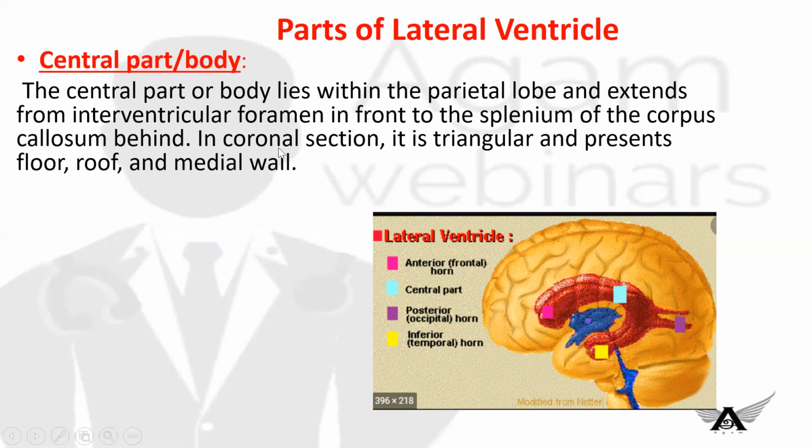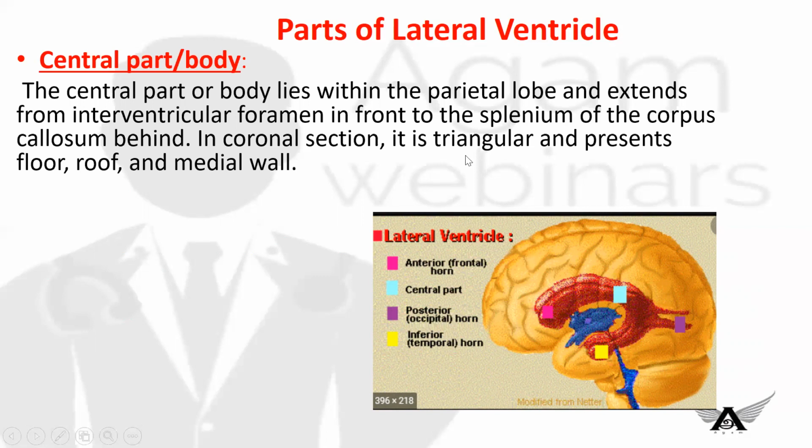splenium of corpus callosum. See, corpus callosum lies in close proximity with the lateral ventricle. So you have relations of corpus callosum in every horn. So the central part lies in front of the splenium of corpus callosum. Corpus callosum has many parts: genu, rostrum, splenium, many. So the central part is located in front of the splenium of corpus callosum.